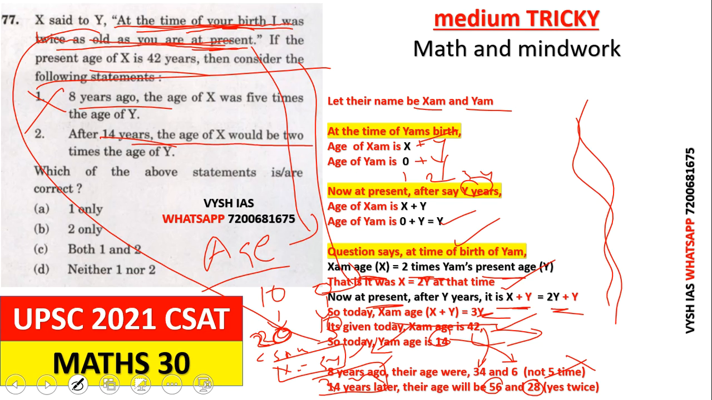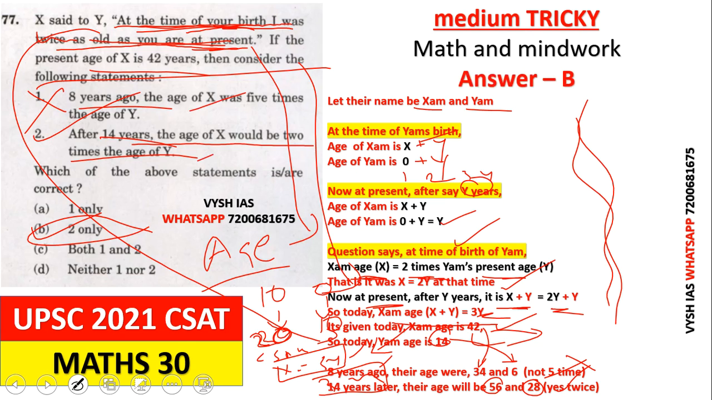After 14 years, the age of X would be 2 times the age of Y. 28 is 2 times 56 is 2 times the age of 28. So that's correct. So statement 2 is correct. So pure mathematical question. You have to consider the ages, derive what is the relation between X and Y, and then substitute whatever they ask in the question, 8 years and 14 years.